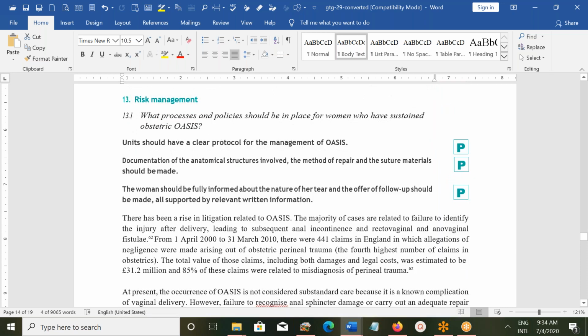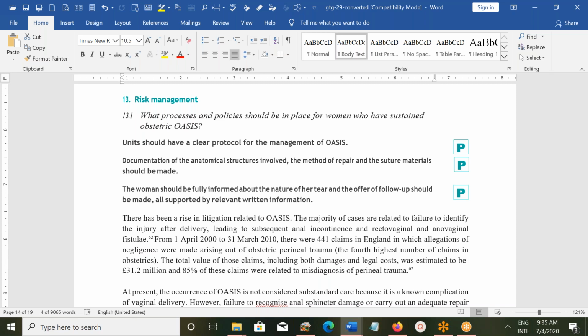Risk management is very important. Risk management is not meant to punish anyone. It means how you can reduce the risk, for improvement of care provision. So units should have clear protocols for the management of OASIS and documentation of the anatomic structures involved, the method of repair, and the suture material used. That should be mentioned. It will be much better if you can keep a pictorial record, but you should not take a photograph of the patient's perineum, as it can lead to medicolegal action against you. You can make simple diagrams.